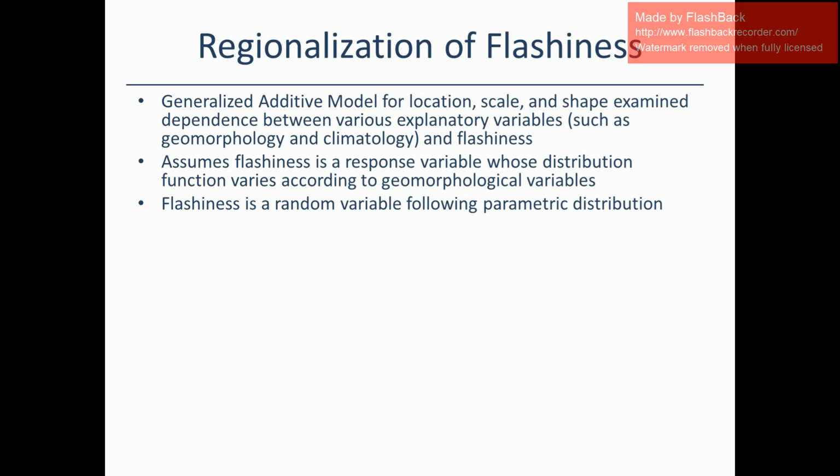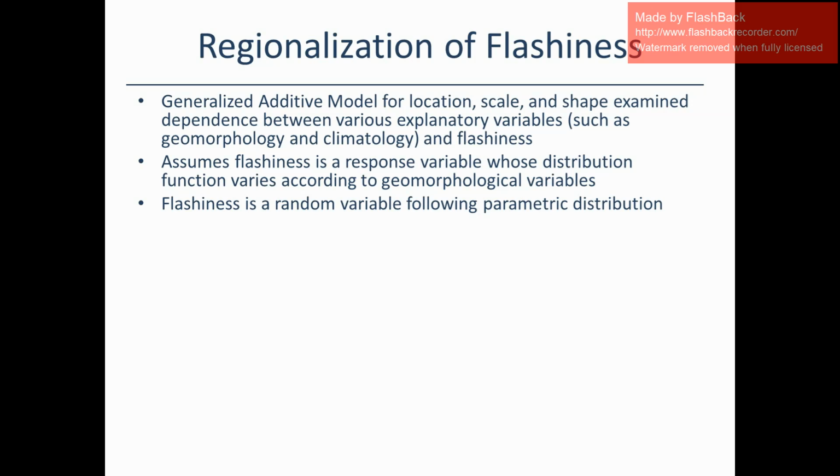Finally, all those methods previously mentioned are compiled into the regionalization of flashiness. It's a generalized additive model for location, scale, and shape to examine dependence between various explanatory variables, such as geomorphology and climatology, and flashiness. It assumes flashiness is a response variable. Its distribution function varies according to geomorphological variables. Flashiness is a random variable following parametric distribution.